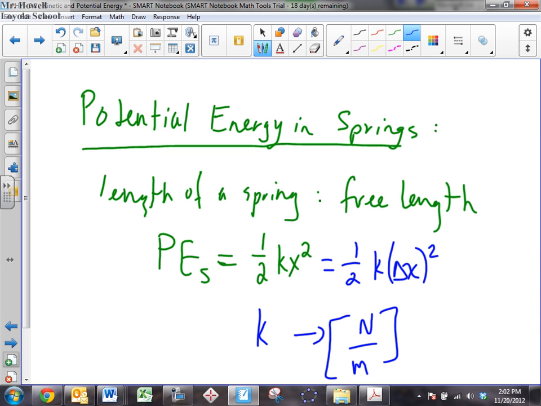So as K goes up, the strength of the spring goes up, and the rigidity goes up as well. Correct. Any questions on this so far? All right, let's go to our example now. By the way, it's potential energy, so the units that you come out with here are going to be joules still.